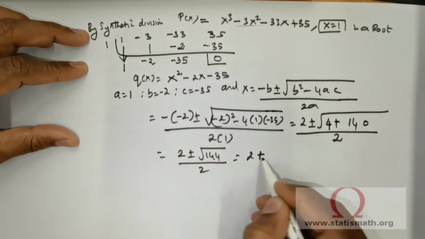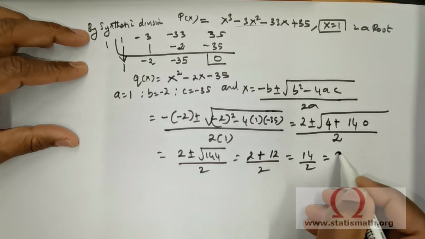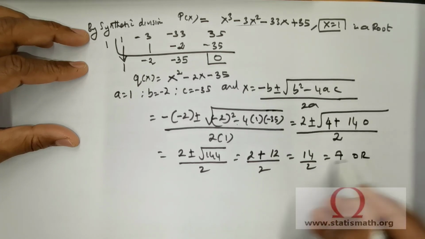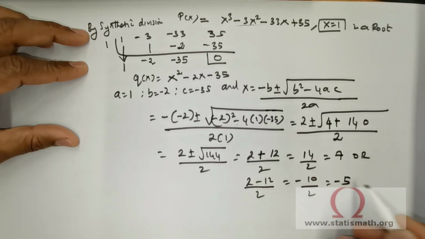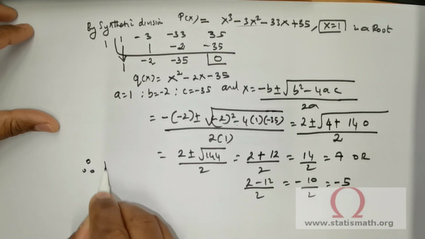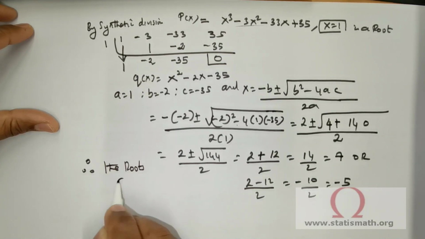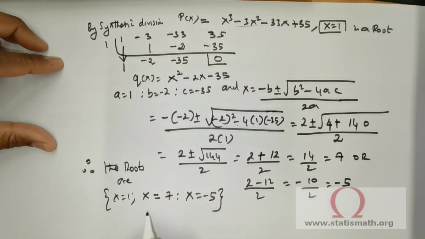This is going to be 2 plus or minus root of 144, which is 12, divided by 2. 2 plus 12 is 14 divided by 2, which is going to be 7, or 2 minus 12 is negative 10 divided by 2, which is negative 5. So this is the cubic equation, right? So therefore you can write it. The roots are, we know x is equal to 1 is a root, then x is equal to 7 is a root, and x is equal to negative 5 is a root. I've written it like this. You can also write it like this, negative 5, comma 1, comma 7. So this solves the question.